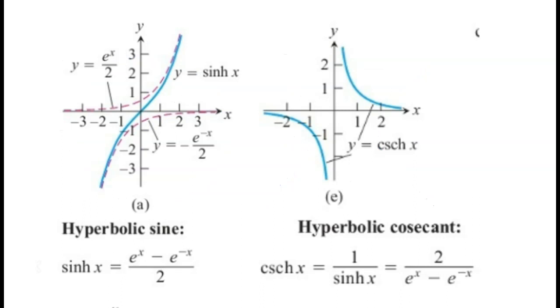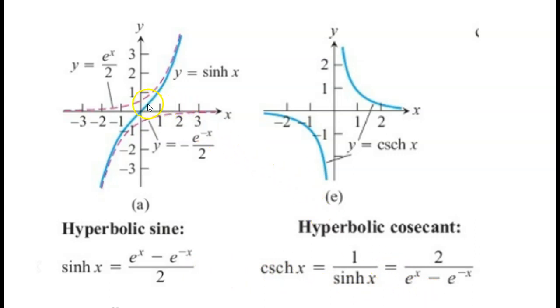Here in this picture, we see the graphs of sinh of x and csch of x side by side. These have the same relationship that we see in the regular trig functions, in that the reciprocal of sinh is csch. So 1 over sinh is csch, which is basically just the reciprocal. Turn the exponential function upside down.